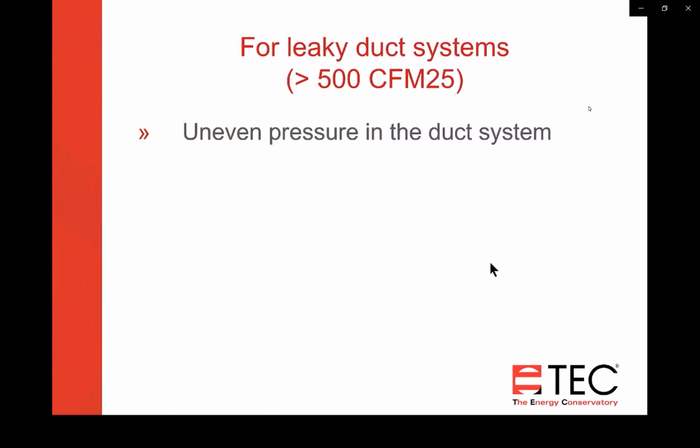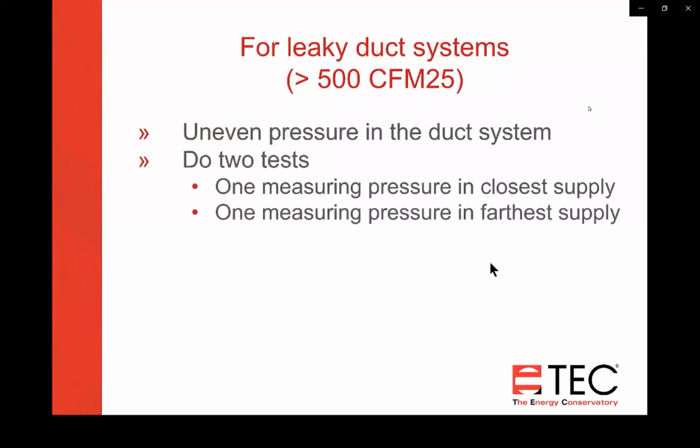For leaky duct systems, sometimes if you're measuring ductwork in existing homes and they're using any stud cavities or joist cavities for returns, or if there are disconnected ducts, you'll see really high leakage numbers. When you start getting over 500 CFM at 25, you're going to get uneven pressures across the duct system. So what we recommend is to do two tests. One measuring the pressure at the closest supply, one measuring the pressure at the farthest supply, and then average those two results.